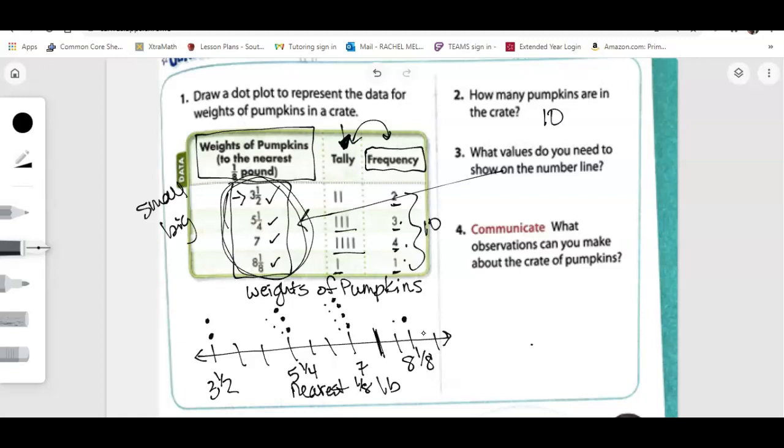And then it says, what observations can you make about the crate of pumpkins? Well, I would say that the majority of pumpkins are probably between 5 and 6 pounds. Well, I should say 5 and 7 pounds. That's where the majority of the pumpkins are. If I wanted to estimate that, I might say that most of the pumpkins were close to 6 pounds.